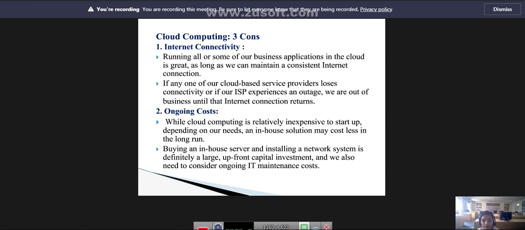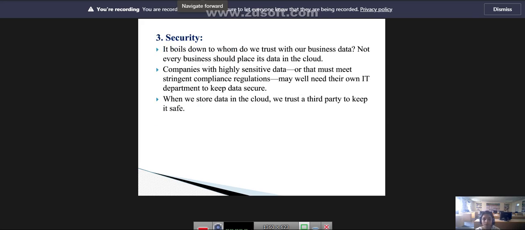Third one is security. It boils down to whom we trust with our business data. Not every business should place its data in the cloud. Companies with highly sensitive data or that must meet stringent compliance regulations may well need their own IT department to keep data secure. When we store data in the cloud, we trust a third party to keep it safe. So this is called security. So these are the advantages and disadvantages, the pros and cons.